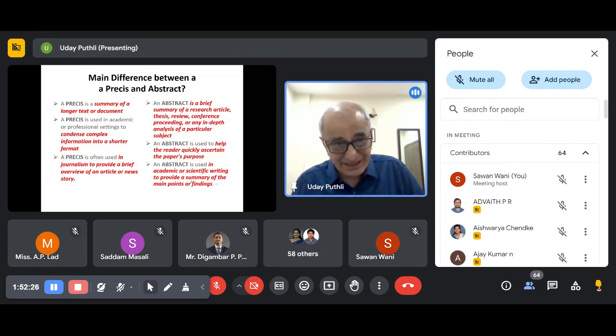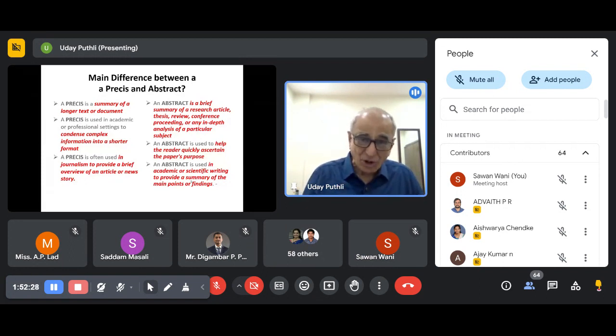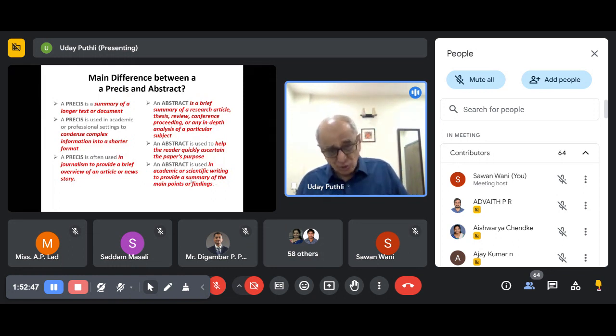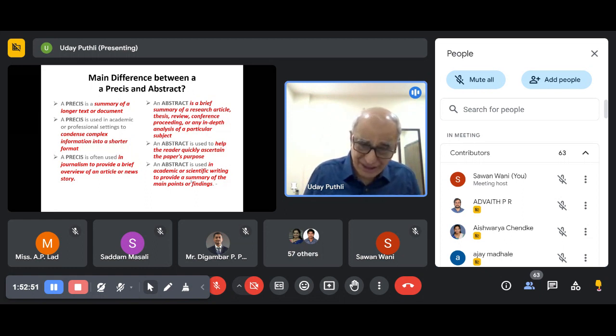Well, let's talk about a précis first. It's a summary of a longer text or document. It is used in academic or professional settings to condense complex information into a shorter format. It is often used in journalism to provide a brief overview of an article or news story. This is the professional use of it. Well, educational use is it was used as a test of comprehension.